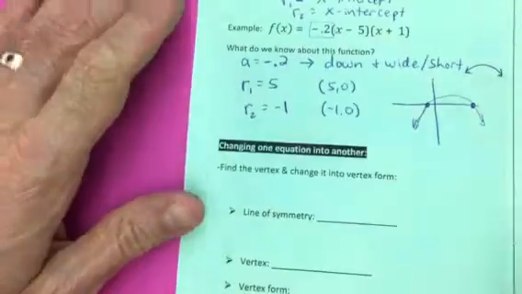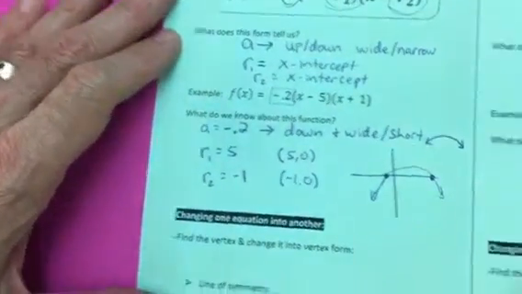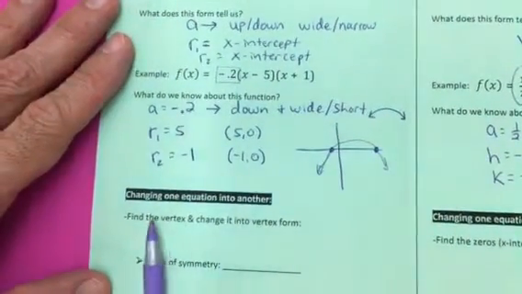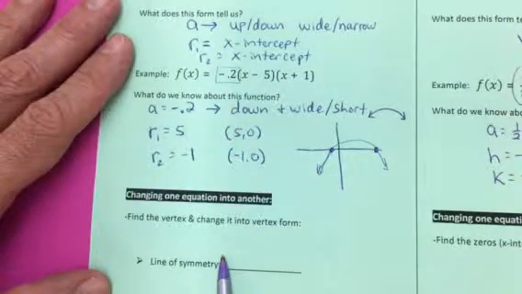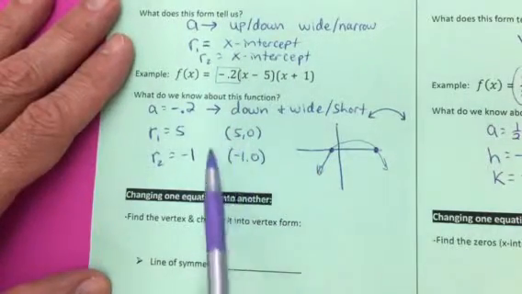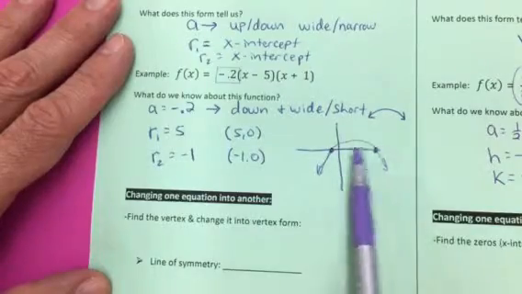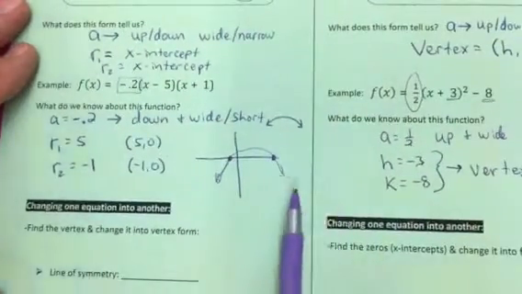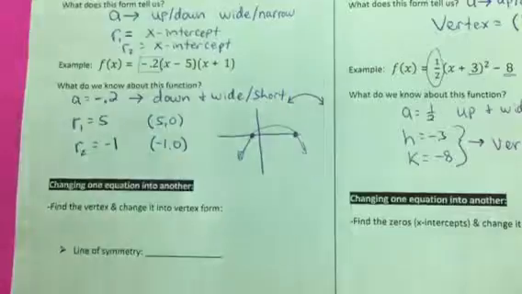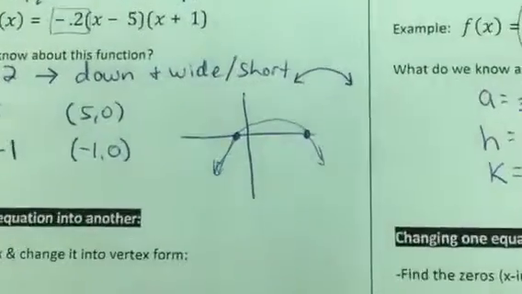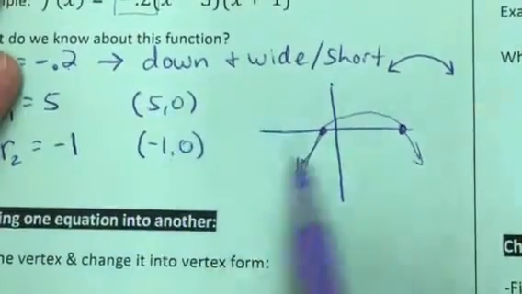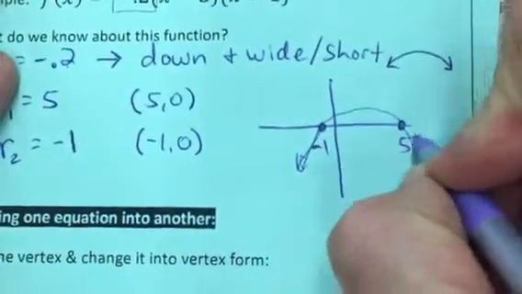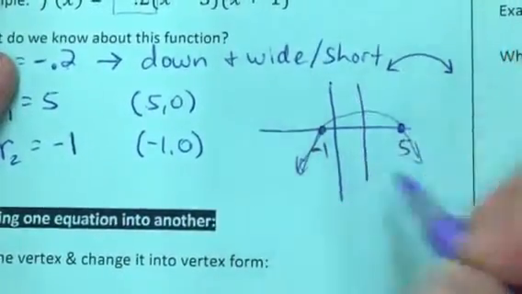So let's see if we can do the same to this, changing it from factored form into vertex form. This is the key right here. We know these two points are on the graph: 5, 0, and negative 1, 0. So here's negative 1, here's 5. What's right in the middle?